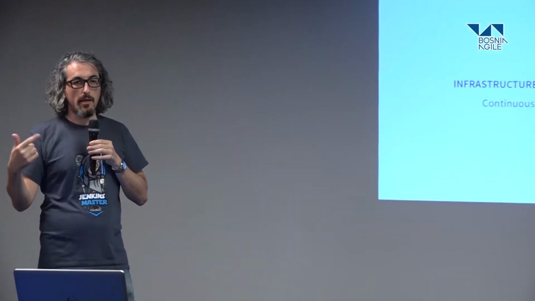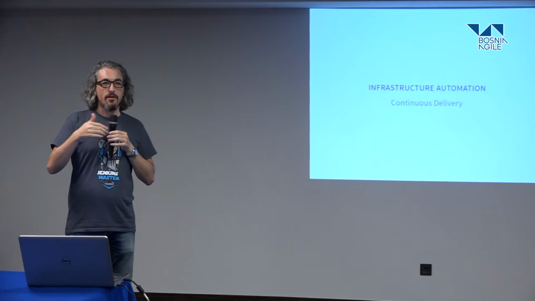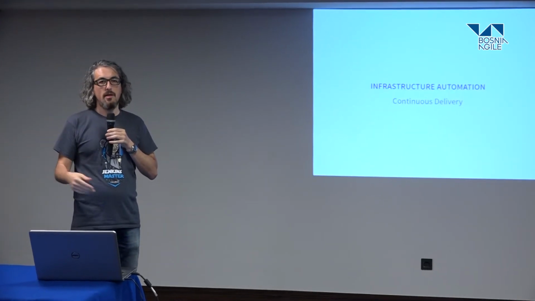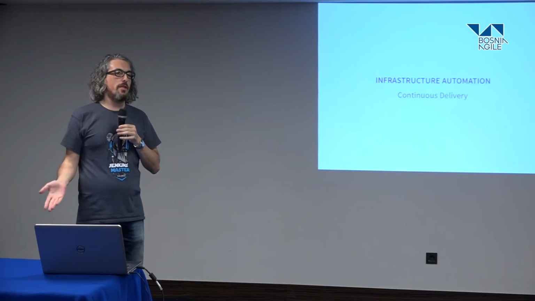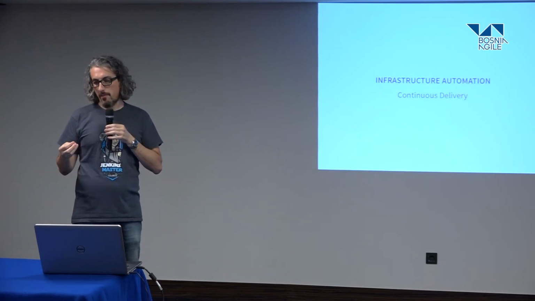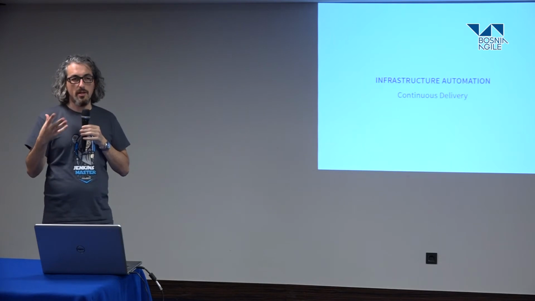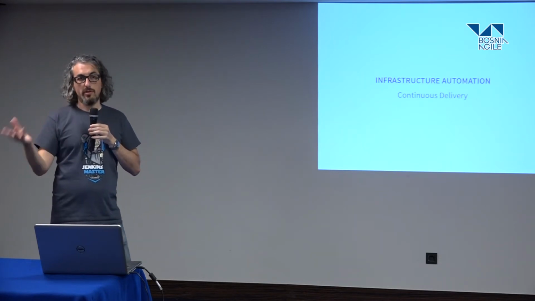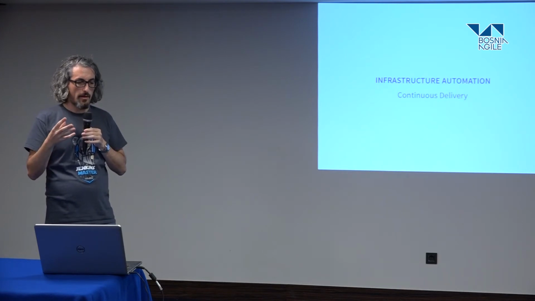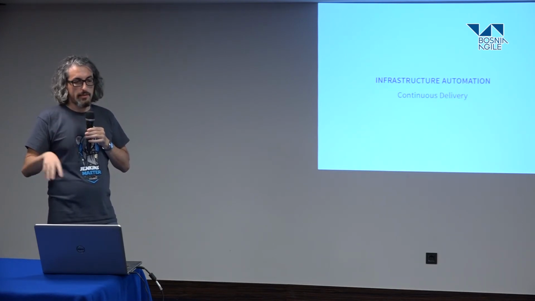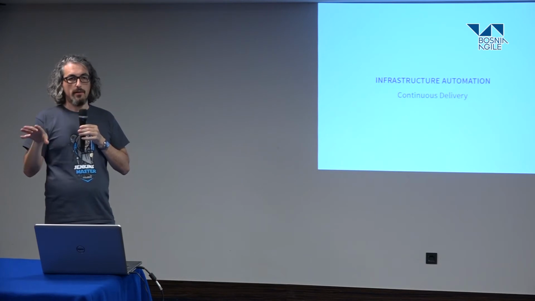And infrastructure automation, this ties with continuous delivery, being able to deploy these services automatically, because once you have a large number of services and a large number of teams, this automation is key, right? So you should be able to do continuous delivery or continuous deployment in a way that all these services work together well.